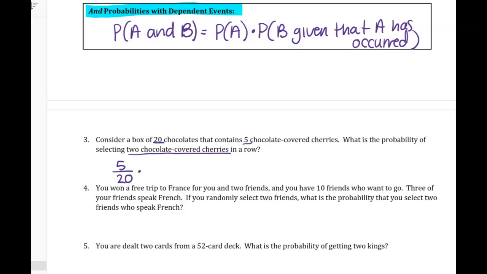Now the second one, you ate one. So now there's only 4 chocolate-covered cherries and there's 19 total. Okay, because in both cases there were 20, you ate one, now there's 19. There were 5 chocolate-covered cherries, you ate one, now there's 4. 5 times 4 is 20. 20 times 19 is 380. If you simplify this, you get 2 over 38, or 1 out of 19.